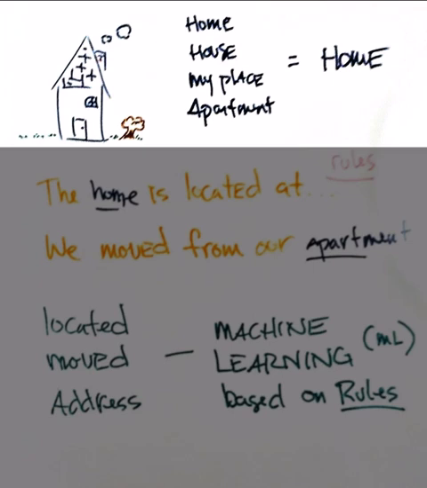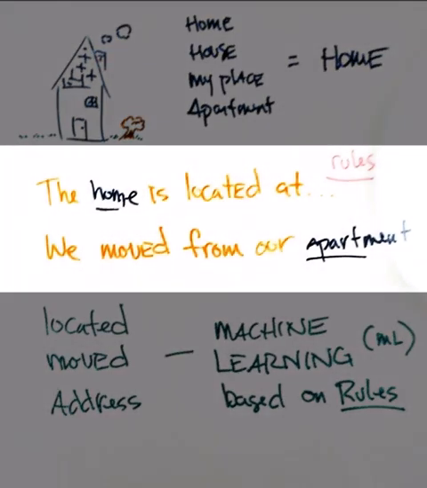Now we talk about other rules that can be implemented, but these are usually static rules. The difference is that a static rule says, hey, I see that term in this example, the home is located at, or we moved from our apartment. So the rule says anytime you see home or apartment, any data associated with that, and this is unstructured data, is going to be a home. That's what that sentence is talking about: a home.